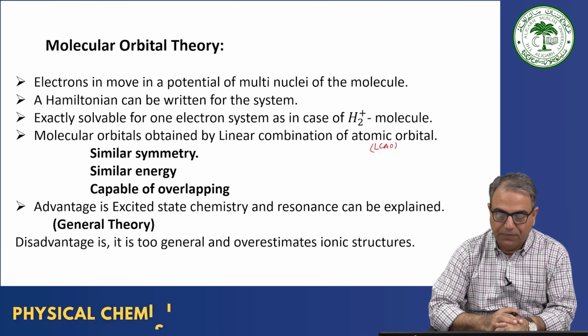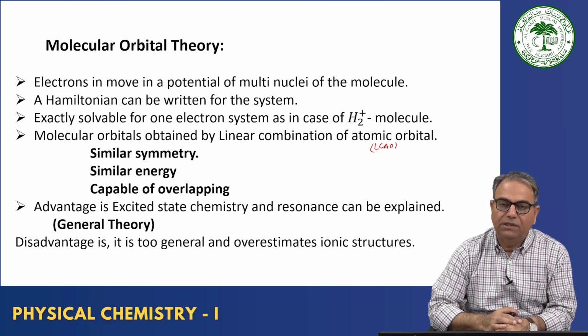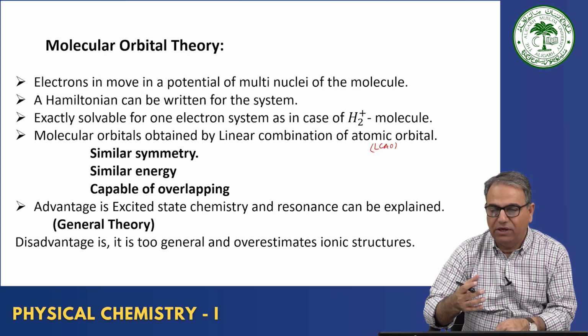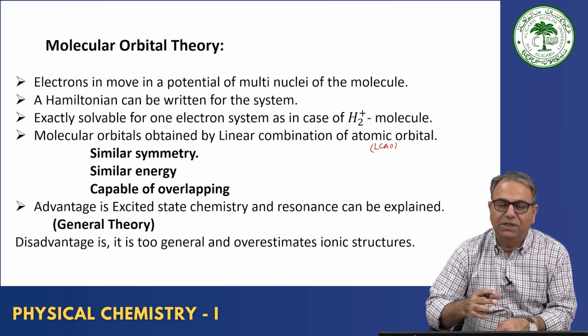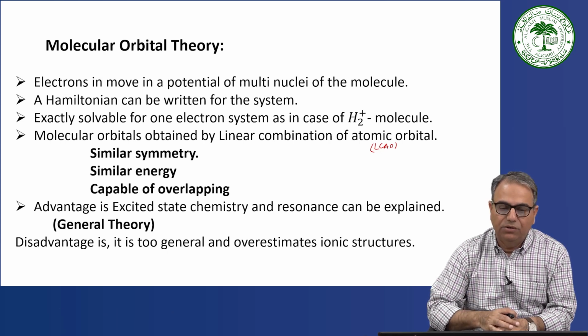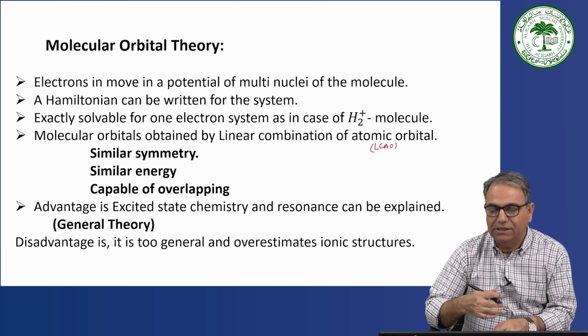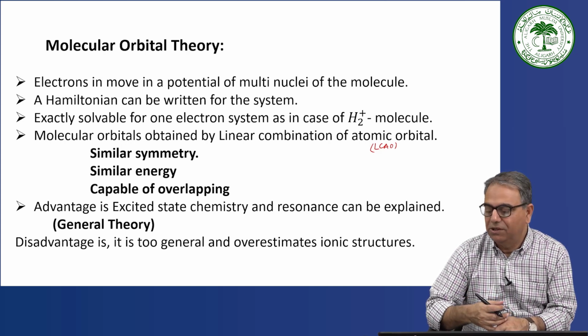for finding out the energy and the eigenfunctions for the system. The advantage of molecular orbital theory is that you don't have to do anything special for explaining the excited states. The explanation for the excited state comes on its own when you treat the molecule by molecular orbital theory. It's a more general theory, but the disadvantage is that it is too general and it overestimates the ionic structure. We will see what that means. I will talk about it in the due course of the treatment of the H2 plus molecule.